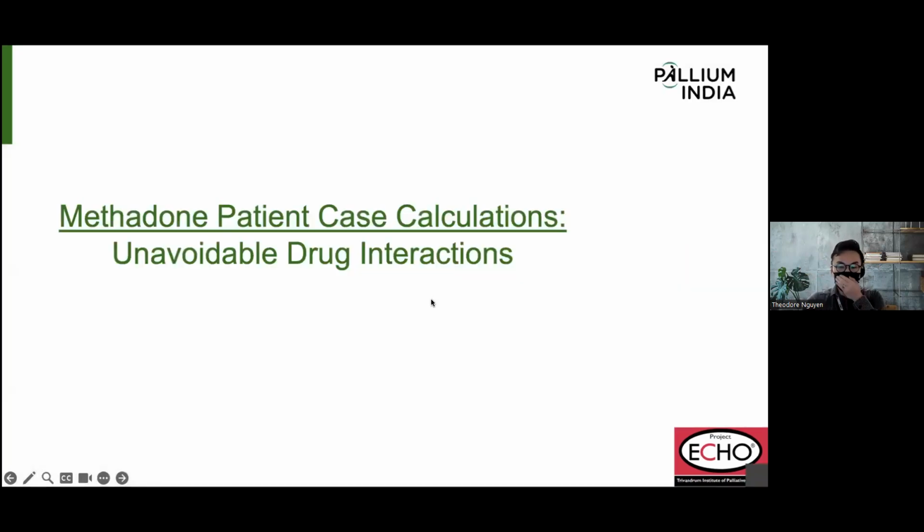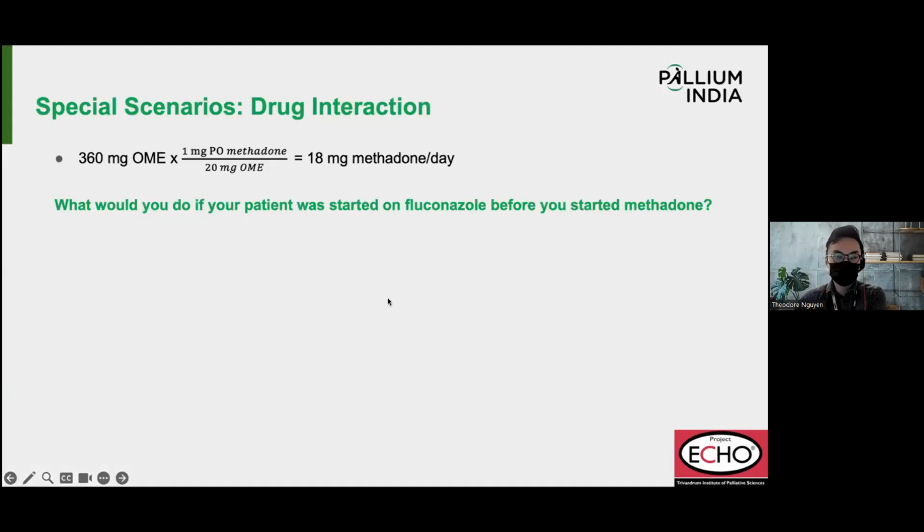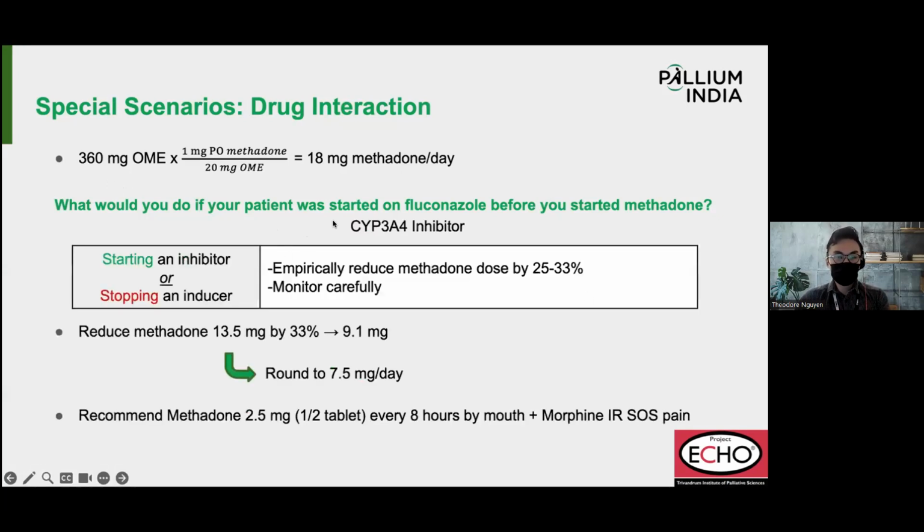Okay. So I know we're running a little short on time, but I wanted to also include some additional scenarios. So in the case of an unavoidable drug interaction, if the patient's on 18 milligrams of methadone a day, what would you do if your patient was started on fluconazole and there was no other alternative treatment that you can use? So back to fluconazole, that is a major CYP3A4 inhibitor. So based off of this, we would empirically reduce by 25 to 33%.